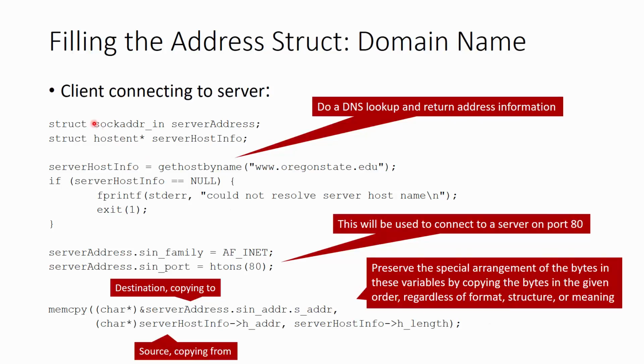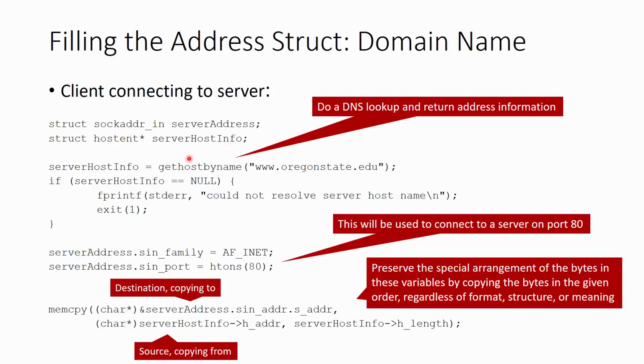Here's our sockaddr_in structure, and here's a host entity structure that we're going to use to hold the information of our target. Our target is specified here, www.oregonstate.edu. We're going to do a DNS lookup of that domain name with the older function gethostbyname, and that will return the information we need into serverHostInfo, which is of type hostent.